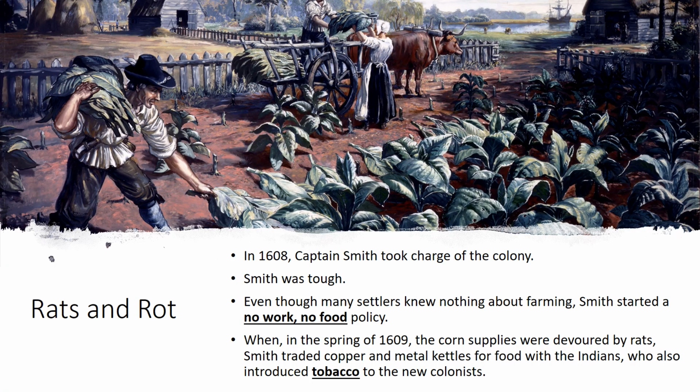Rats and rot. In 1608, Captain Smith took charge of the colony. Smith was tough. Even though many settlers knew nothing about farming, Smith started a no-work, no-food policy. When, in the spring of 1609, the corn supplies were devoured by rats, Smith traded copper and metal kettles for food with the Indians, who also introduced tobacco to the new colonists.